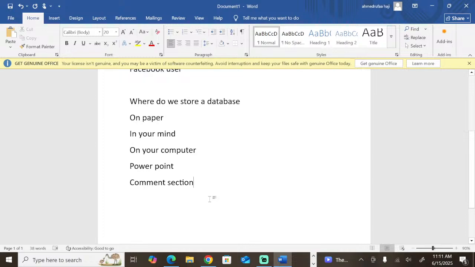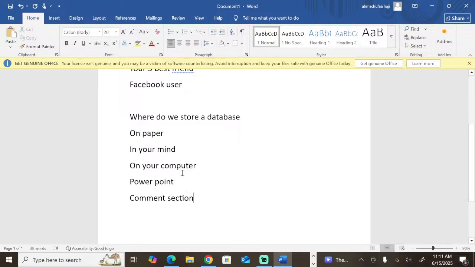All right. But the thing is that this one is the most important one. On your computer, it is more powerful, more durable, and can store a large amount of information. So we cannot store huge information on a paper, right? Maybe 3 trillion data sets. So how can we store that in your mind? So we write, even though we still have comment section also.